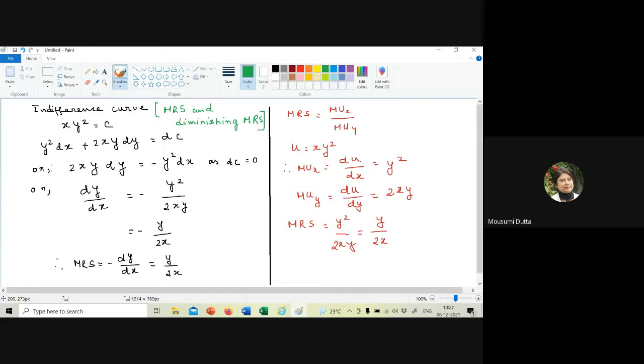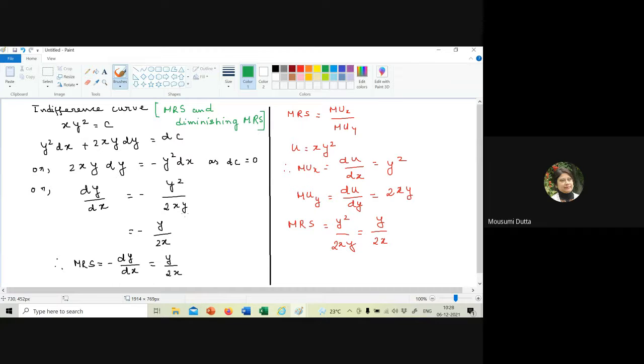So MRS is equal to −dy/dx, which is y/2x. If anyone has any problem, please tell me. Are you understanding how I am deriving MRS given an indifference curve? Given a utility function also, we will be able to do this.